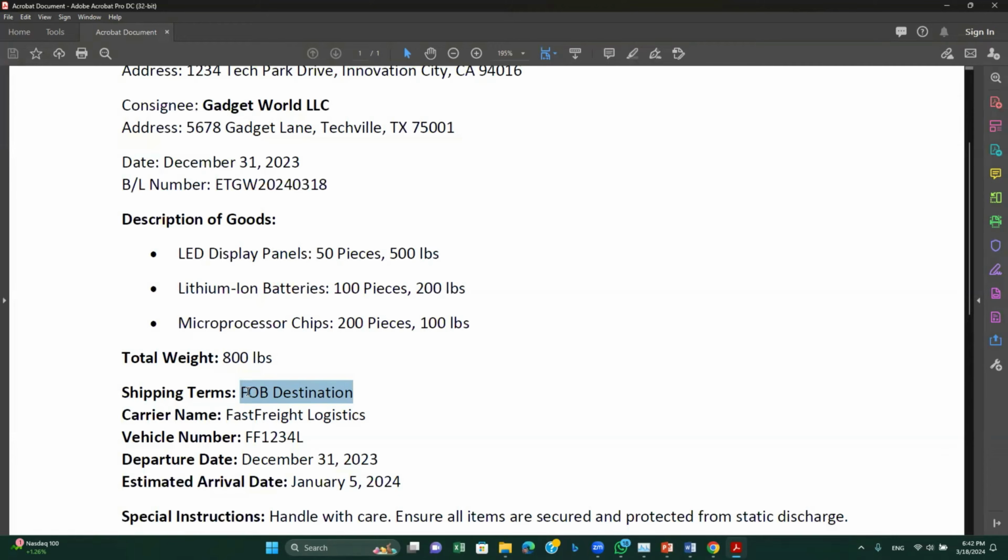If the shipping terms were FOB shipping point, then I would look at the departure date or the date when the goods were loaded in the dock. And here in this case, the departure date is December 31st, 2023. And the estimated arrival date is January 5, 2024. So here, I don't care about the departure date. I care about the arrival date because the shipping terms are FOB destination. And I know for sure that this transaction should not be recorded in 2023 because the goods are not going to be delivered in 2023.